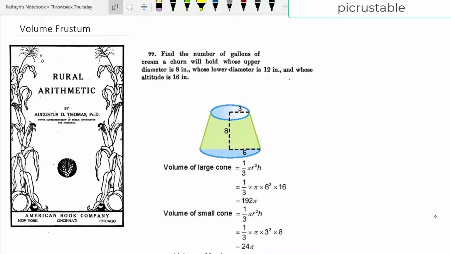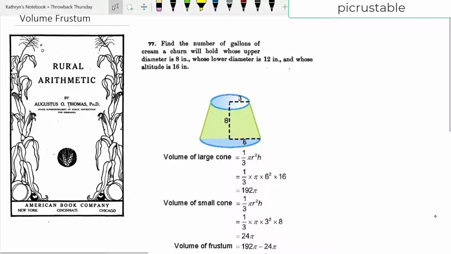Today, we're going to look at the 1916 textbook called Rural Arithmetic, and we're going to find the volume of a frustum, or actually find the number of gallons of cream a churn will hold whose upper diameter is 8 inches, whose lower diameter is 12 inches, and whose altitude is 16 inches. But before we go too far, let me explain what we're going to do.